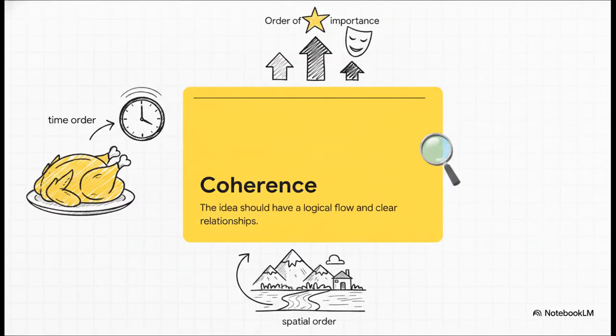Next up, we have coherence. This just means your ideas must have a logical flow and really clear relationships. You can arrange your sentences following a time order, which is obviously perfect for that chicken roasting recipe, spatial order, which works wonders for descriptions, or the order of importance. Going back to our theater example, that paragraph smoothly used the order of importance, guiding the reader from a basic rule all the way up to the most important rule of all.